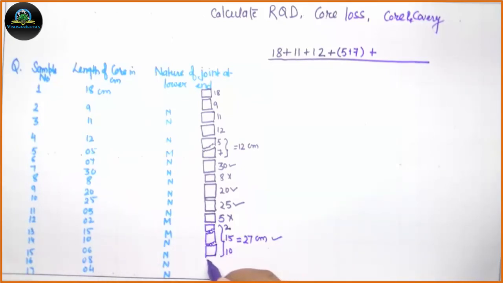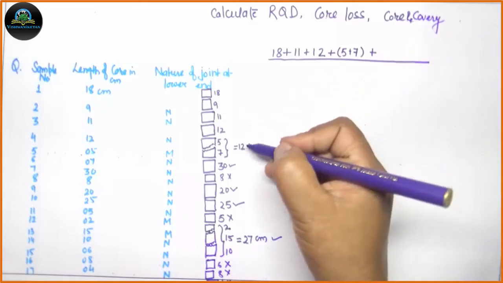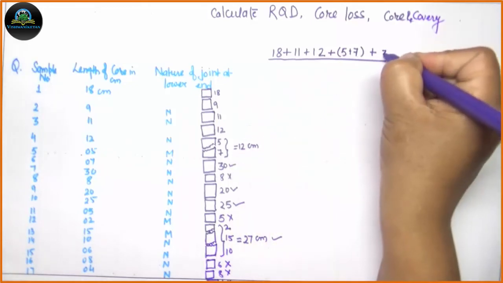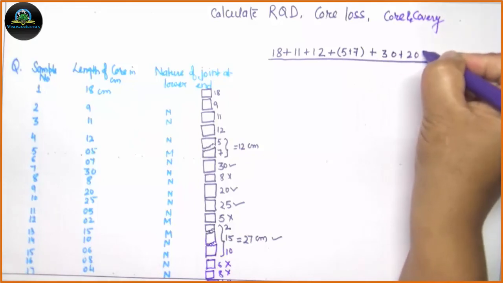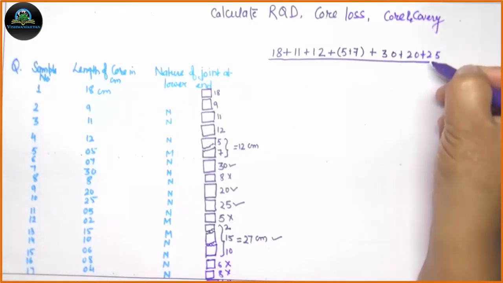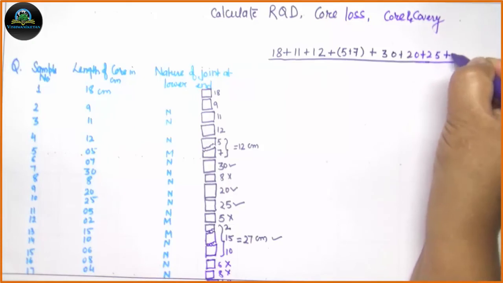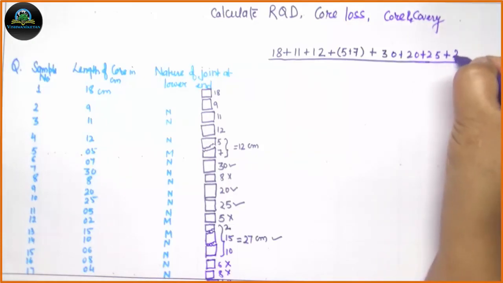Then 10 centimeter, then 6 centimeter. 6 natural but not considerable, 8 natural but not considerable, 4 natural, not considerable. Now this is plus 30, plus 20, plus 25, then 27.